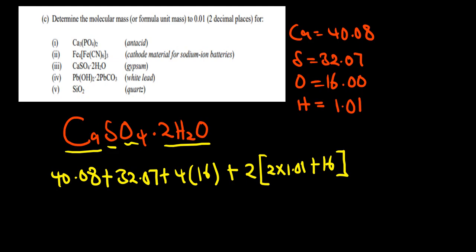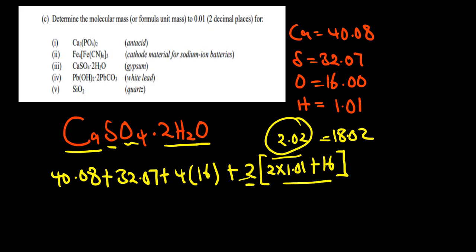So we have 40.08 plus 32.07, okay, plus 4 multiplied by 16, and then plus 2, which is being multiplied by this 2 multiplied by 1.02, we are going to get 2.02, and then we add 16 to this number, we are going to get 18.02.